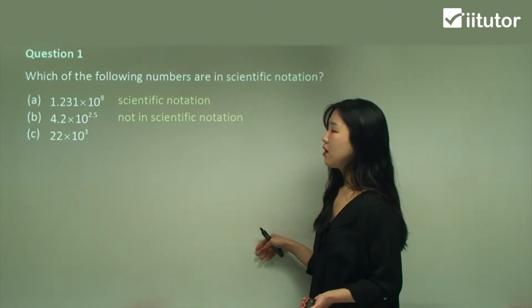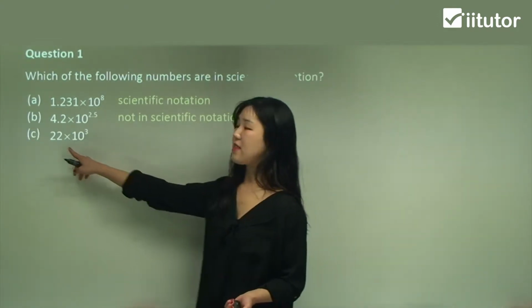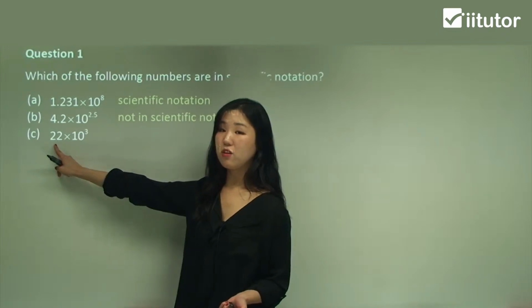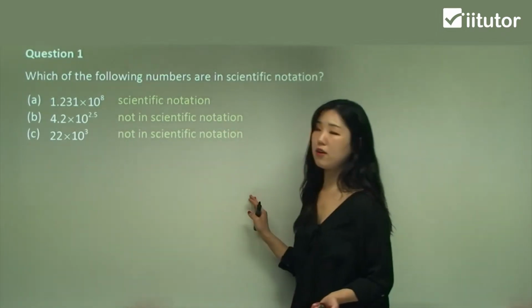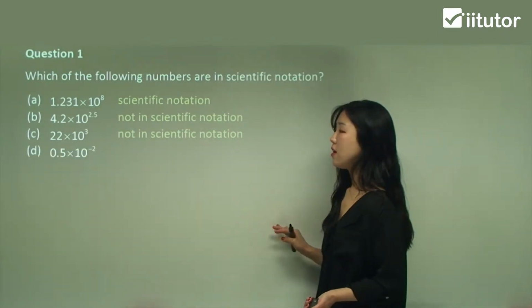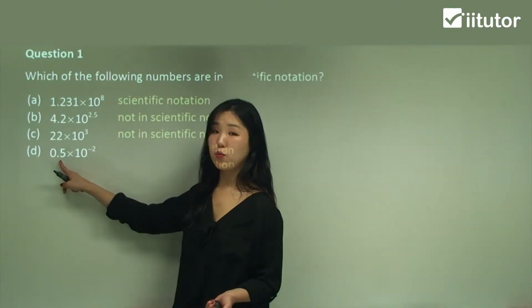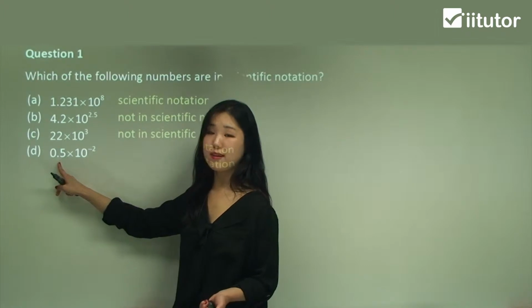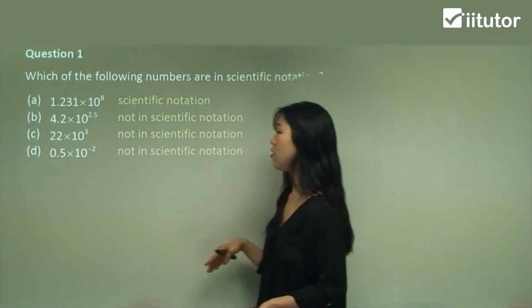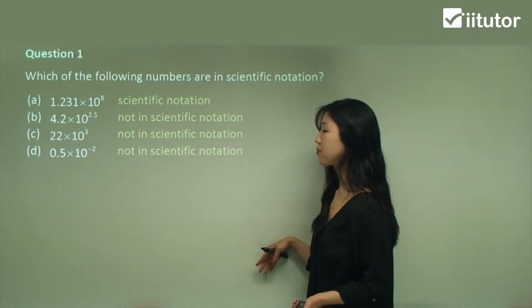Now C, 22. Is 22 in between 1 and 10? No, it's not. So we can say it's not in scientific notation. Now D, okay, first of all, is 0.5 in between 1 and 10? No, it's less than 1, so this one is not in scientific notation.